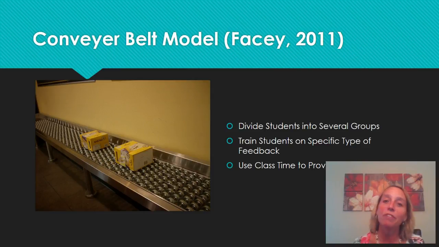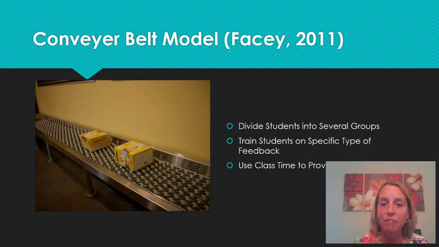So instead, what Facey does is Facey talks about dividing folks into different teams or different groups, and then training each group on a very specific type of feedback. So each group has their own lens that they would be looking at the paper or project through, and they would just be providing feedback on that component, on that part of it.